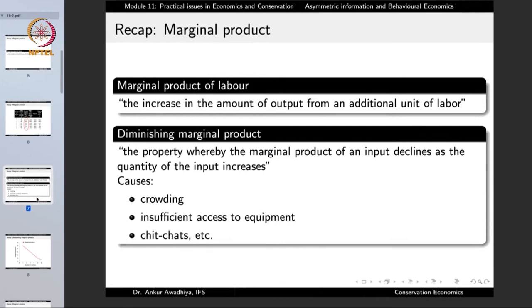And in this context, we had said that there is this law of diminishing marginal product, which says the property whereby the marginal product of an input declines as the quantity of the input increases because of crowding, insufficient access to equipment, chit-chats, and so on. But is it possible that even when we are having just one or two laborers, they are not putting up their best? Now, as we'll see, this is true in a number of cases.